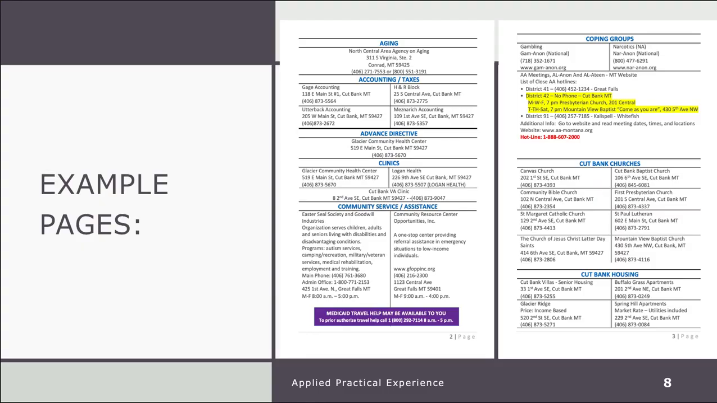Here are a couple of example pages from the Glacier Community Health Center Resource Guide. It just shows resources and addresses and contact information, anything that I could gather. The book is many pages long, but I wanted to give you guys a few photo options.